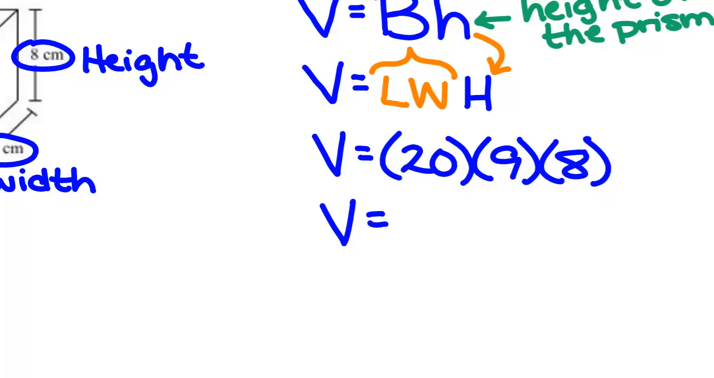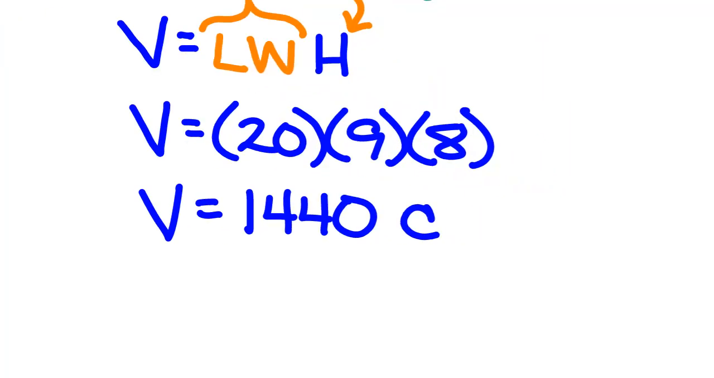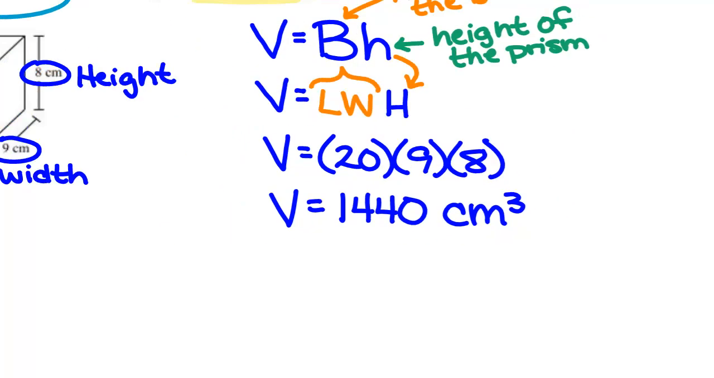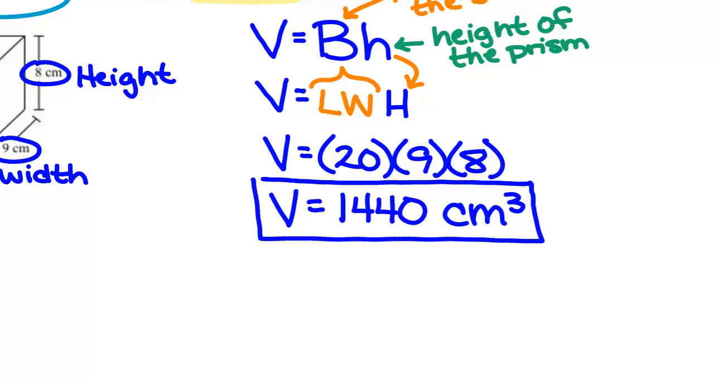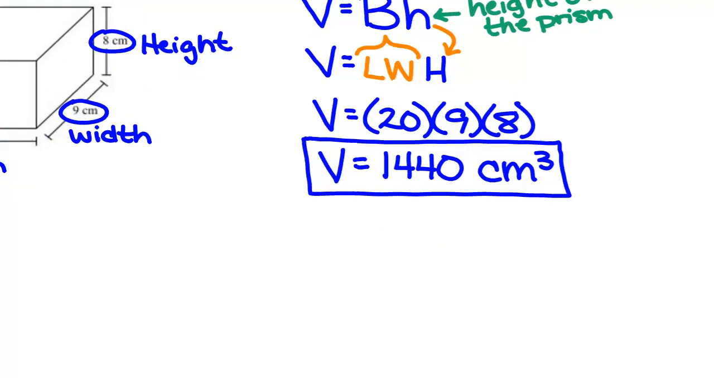How much? 1,440. What units should we put with that? Centimeters cubed, yes. Are they all going to be big numbers? Not necessarily. It depends on the numbers that you're multiplying together.